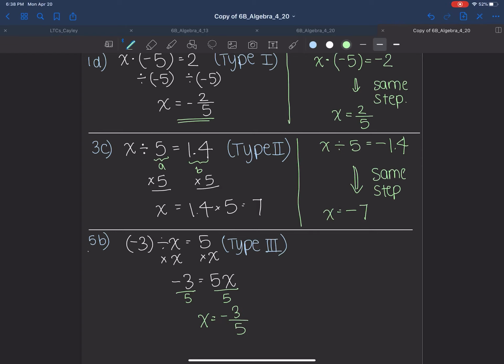Watch out for those signs. And it's the same story when we look at the second part of the question. We have minus 3 divided by x is equal to minus 5. So in this case, we're still going to use the same steps. Well, actually, not even the same steps. We're going to still multiply both sides by x. So now we have minus 3 is equal to minus 5 times x. Now I have to divide both sides by minus 5. So I get x is equal to 3/5.